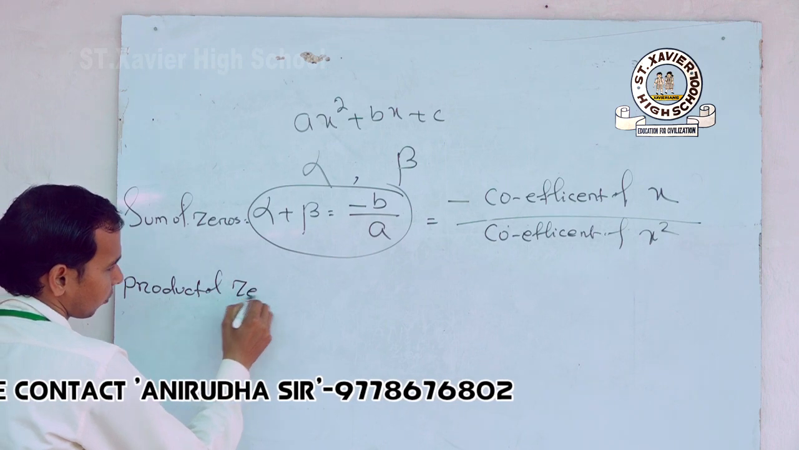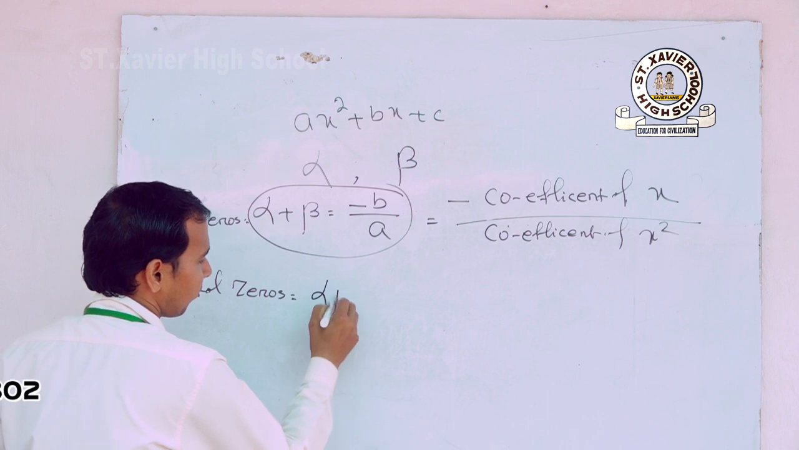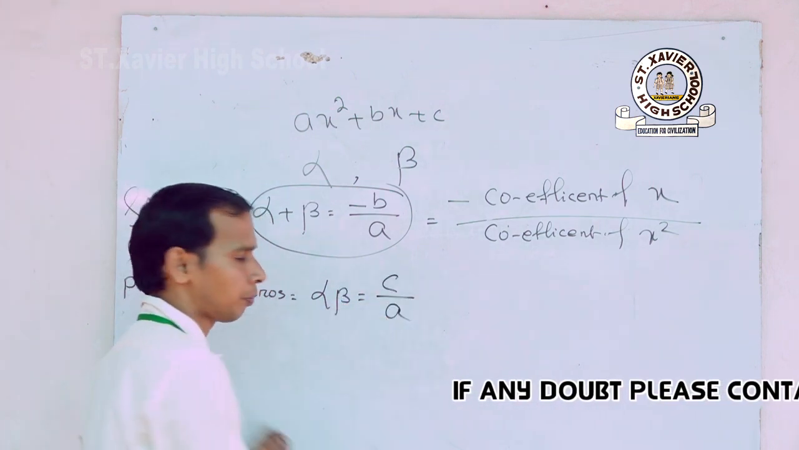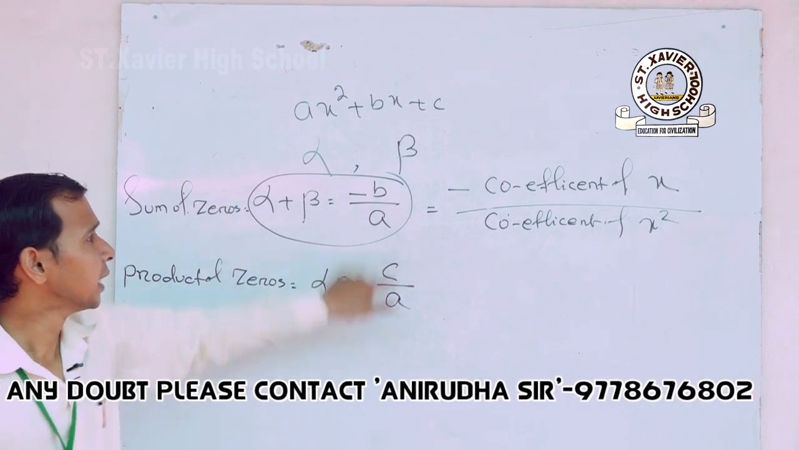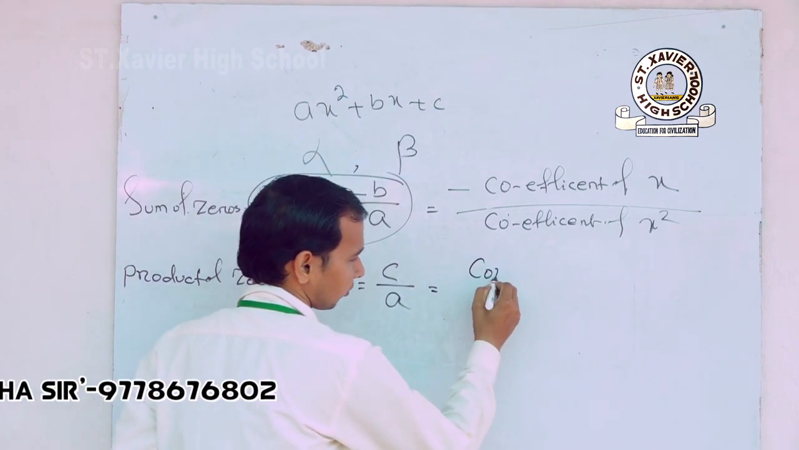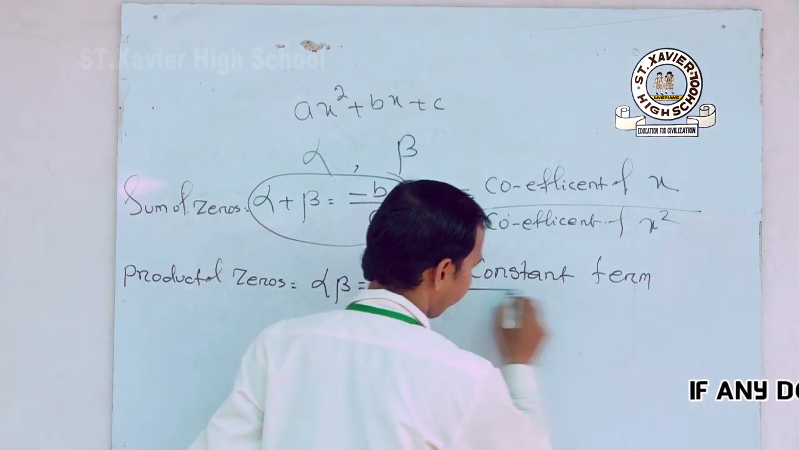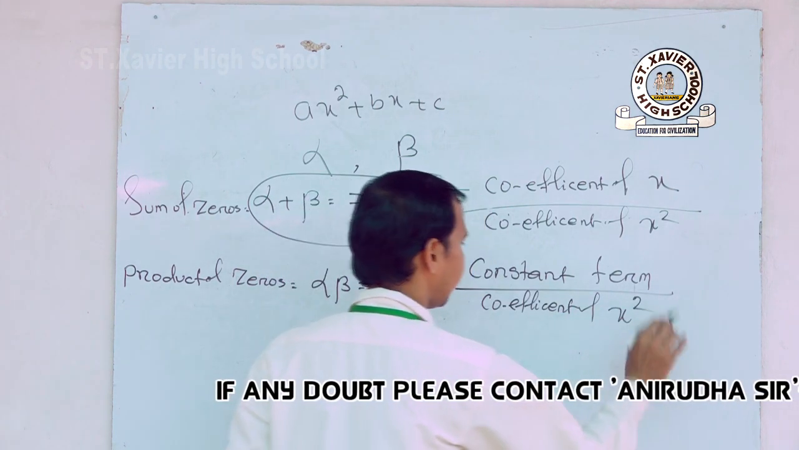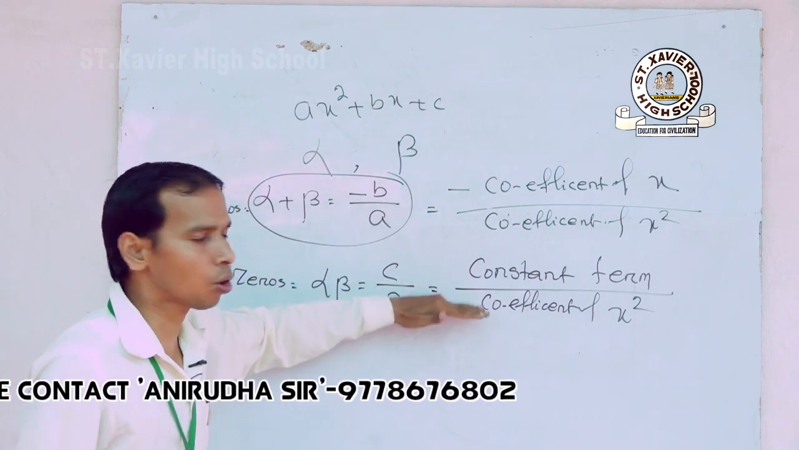Product of zeros here, alpha beta, is equal to c by a. C, what? C here is the constant term. Constant term by the coefficient of x square. This is the relation between the zeros and the coefficients.